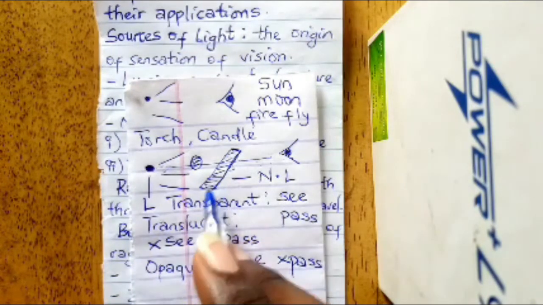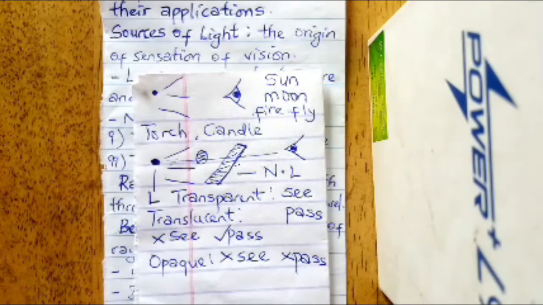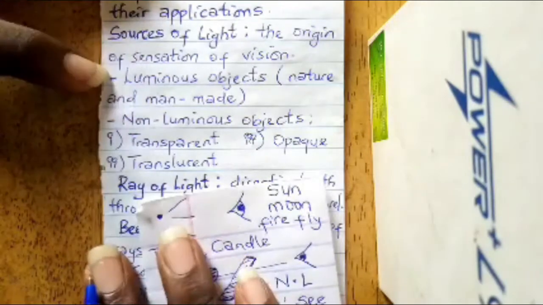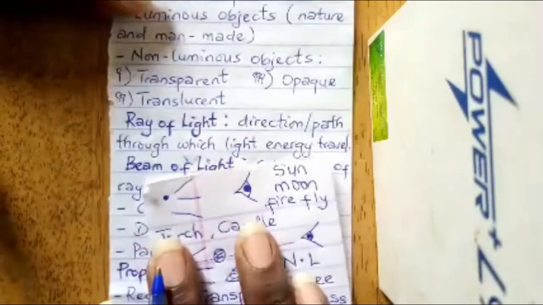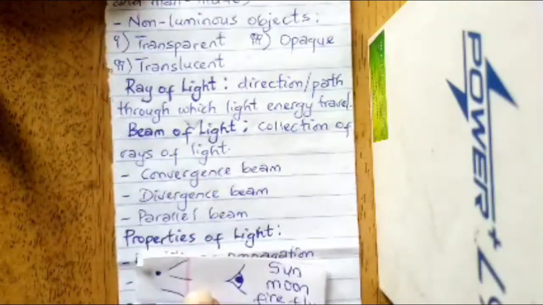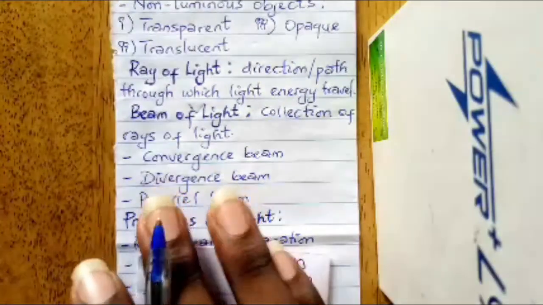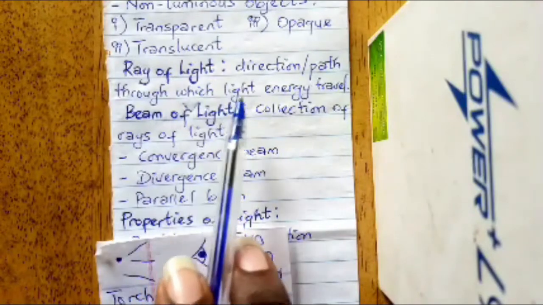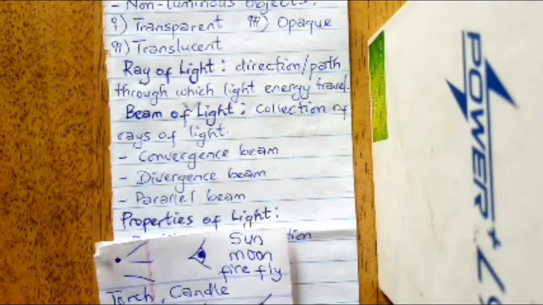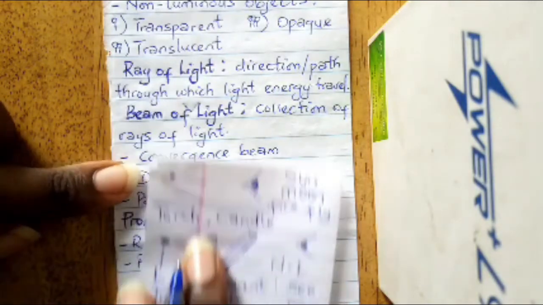So for a wall now, light cannot pass through it, and also you can't see through a wall. So that's that on sources of light and luminous and non-luminous objects. So quickly, we also have a ray of light. Now what do we mean by a ray of light? The direction or path through which light energy travels is what we refer to as the ray of light.